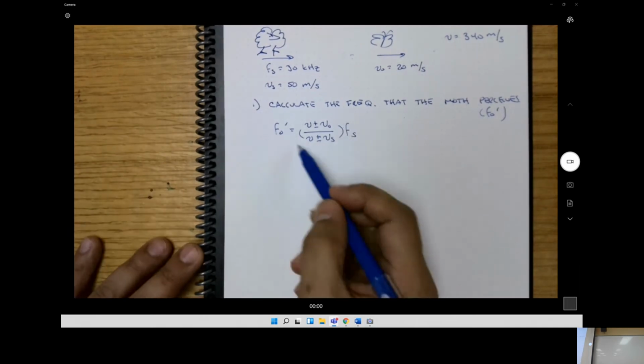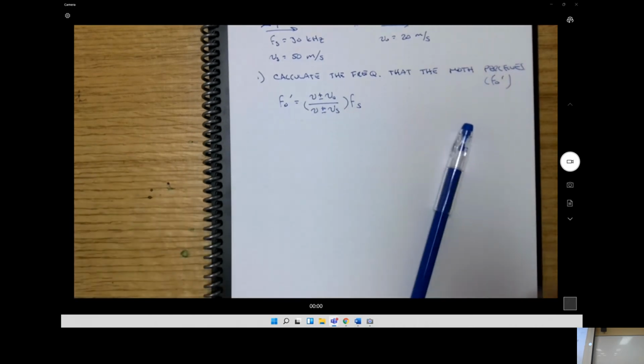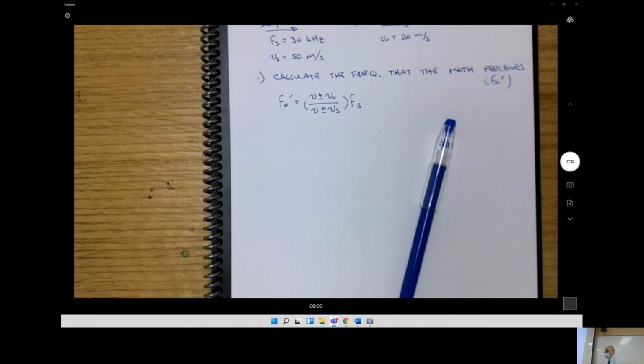So try to find this equation without looking at the notes, Mason. Try to do it without looking at the notes. If you get started, you can look at the notes, but let's try first without looking at the notes.